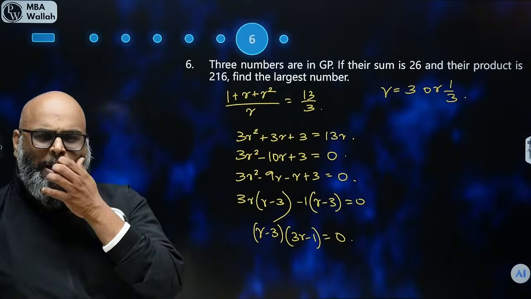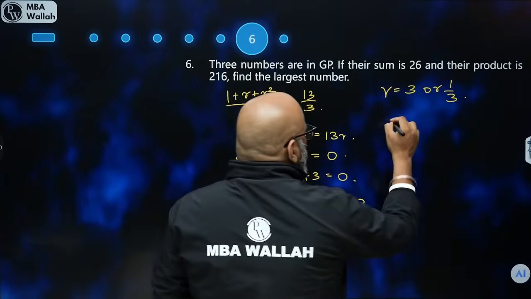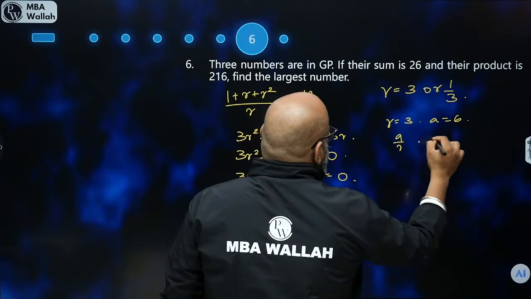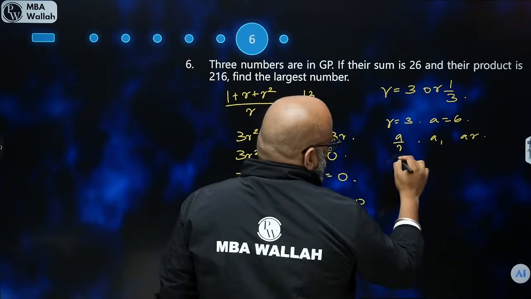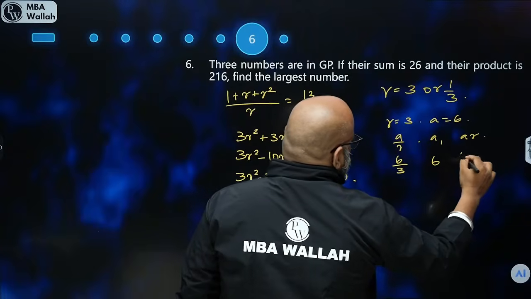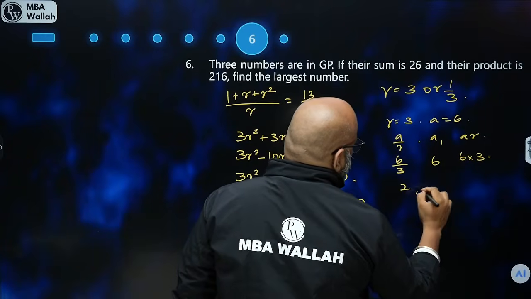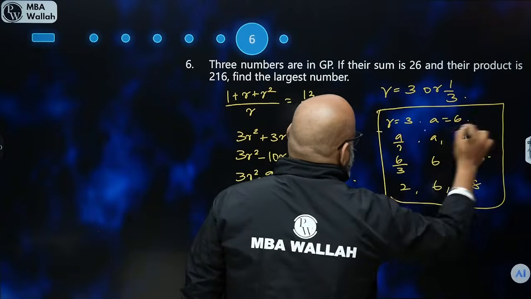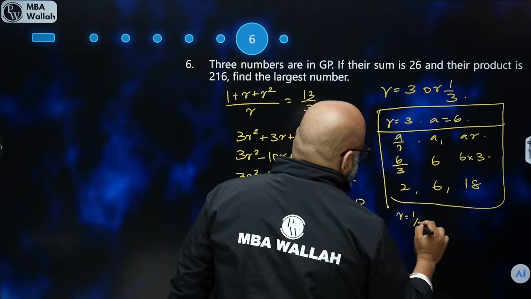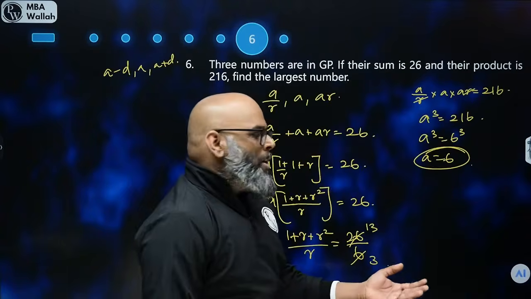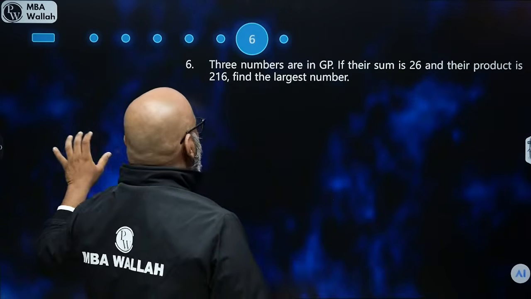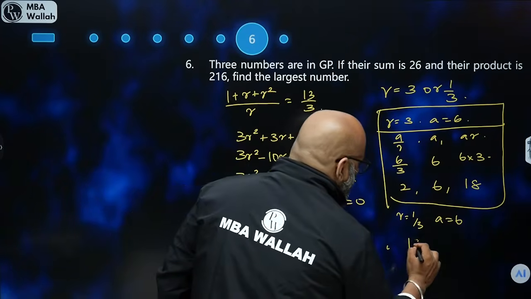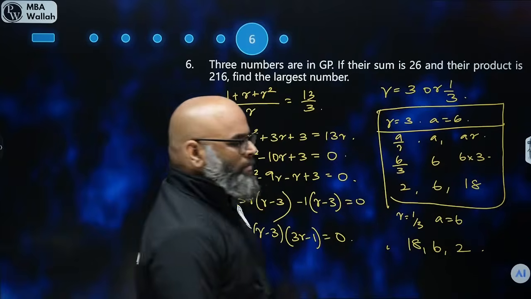It doesn't matter whether it is 3 or 1 by 3. If R is equal to 3, A is equal to 6, A by R, A, AR will become 6 by 3, 6, 6 into 3, which will be 2, 6, 18. This is one case. The other case, R is equal to 1 by 3, A is equal to 6. You put this, you'll get the same three numbers in the reverse order. It will be 18, 6, 2. Right?